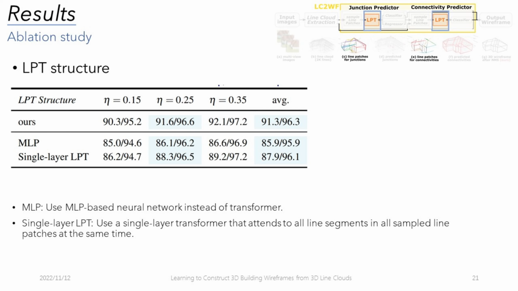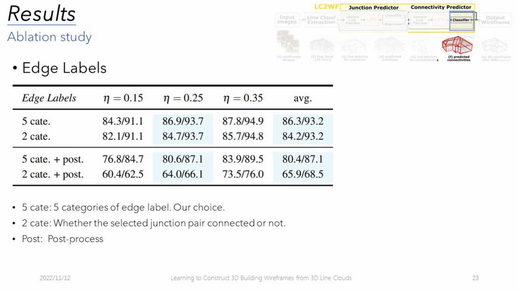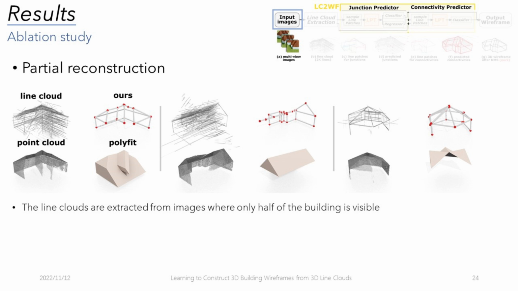We conduct an ablation study on the structure of our light patch transformer. We also justify our sampling strategy for light patch construction via an ablation study. We also report the ablation study on the choice of 5 categories of edge labels. We also conduct an additional experiment by reconstructing a meaningful wireframe from a partial light cloud.